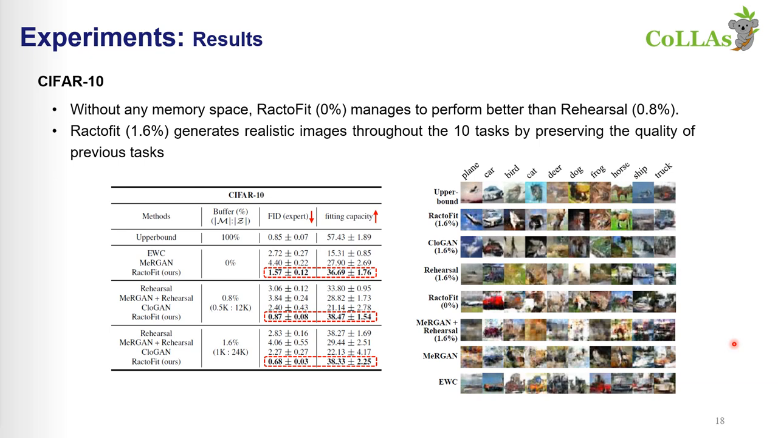And these are the performances on CIFAR10. In the GCL context, CIFAR10 is usually considered a challenging dataset, and hence MER-GAN as well as MER-GAN plus rehearsal faces difficulties in maintaining high performance. However, Rock-to-Fit is successful in preserving realistic generative knowledge across tasks, even without any memory space. Rock-to-Fit manages to perform better than rehearsal 0.8%. And our Rock-to-Fit generates the most realistic images, as you can see in this figure.